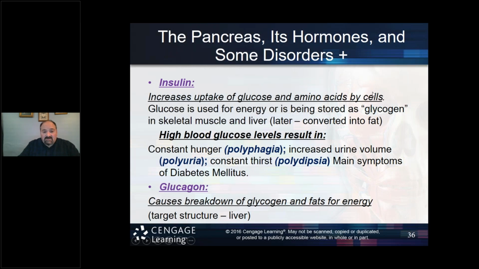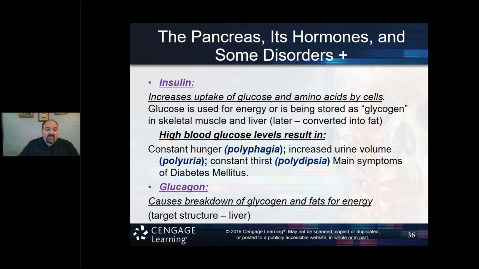And high blood glucose levels can result in polyphagia, polyuria, polydipsia, so an increase in producing more urine, being thirsty, being hungry, diabetes mellitus, and we'll talk about this when we look at my Word document in a few minutes.